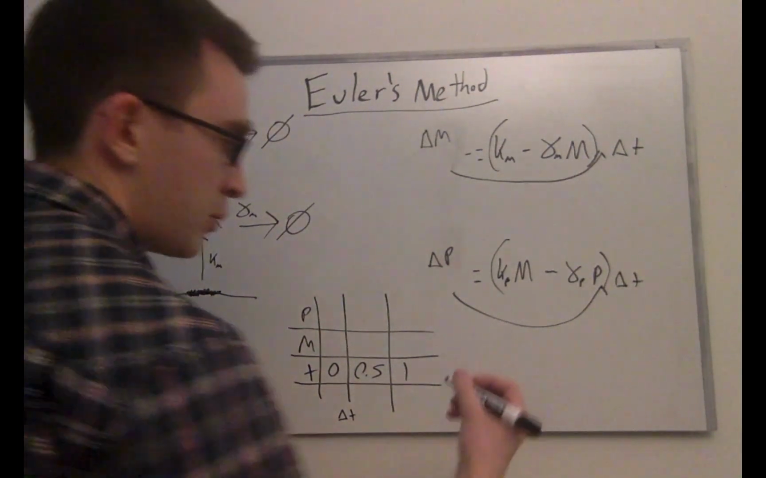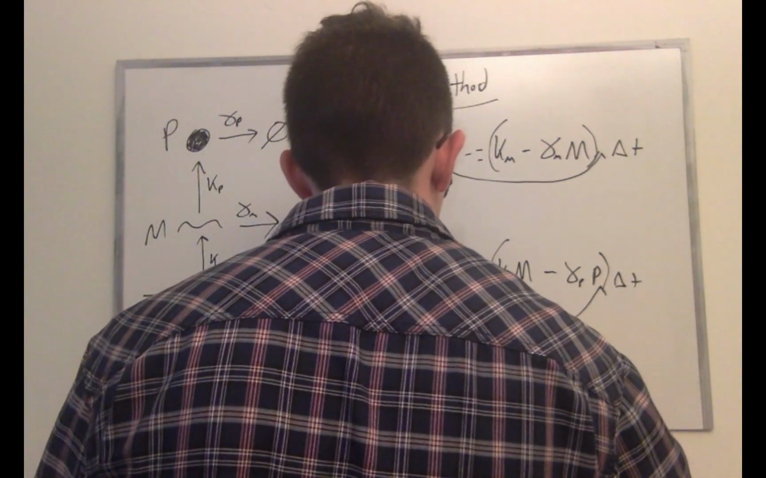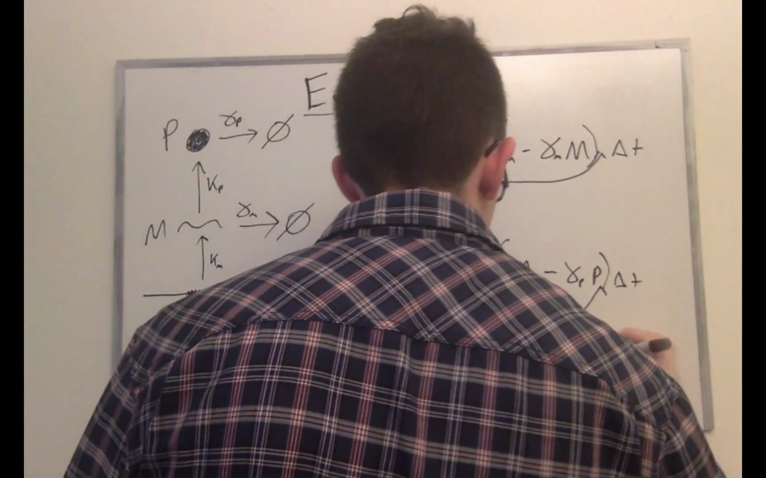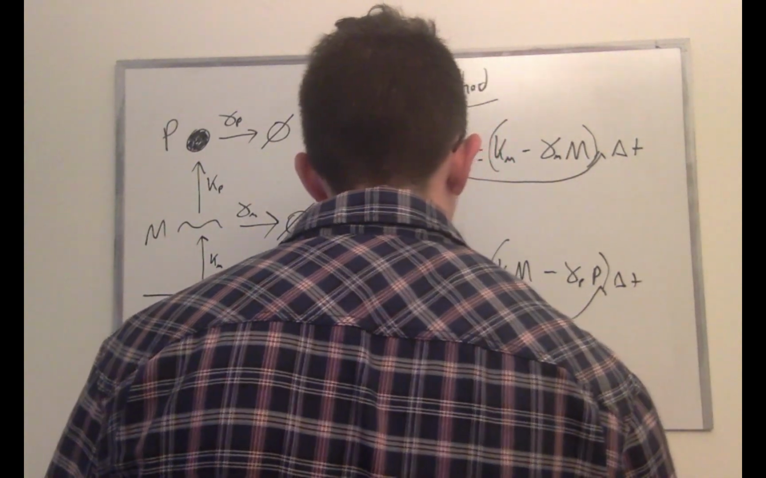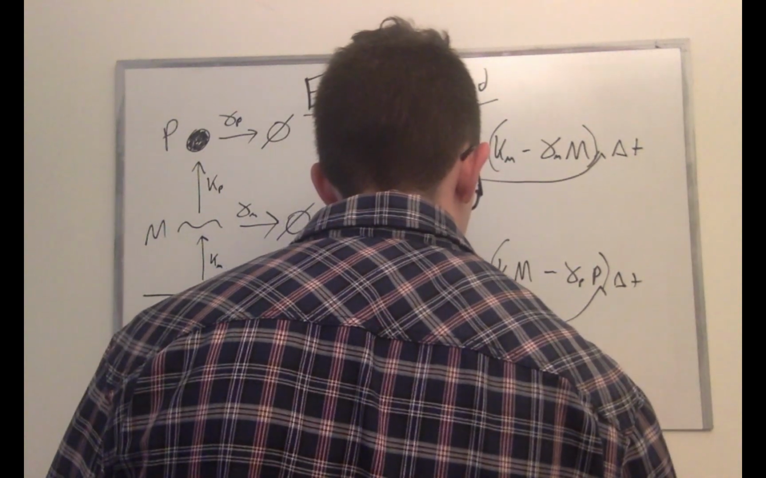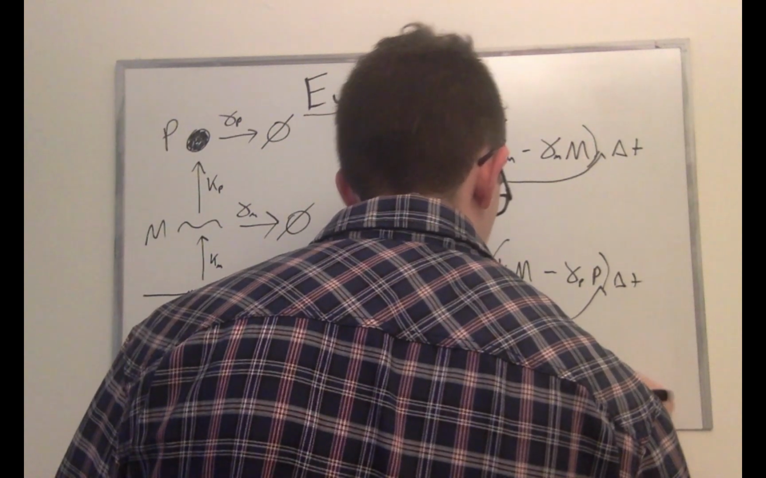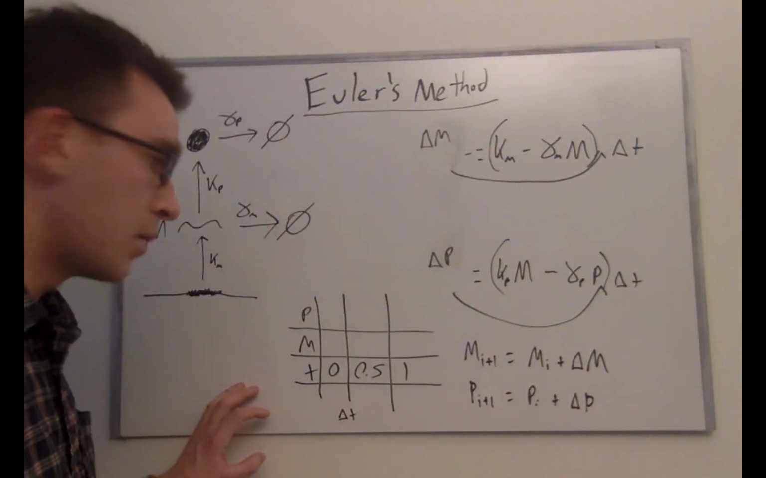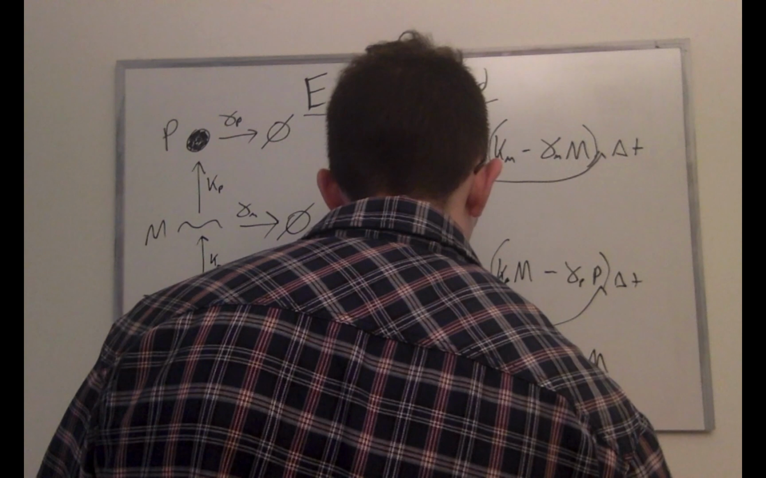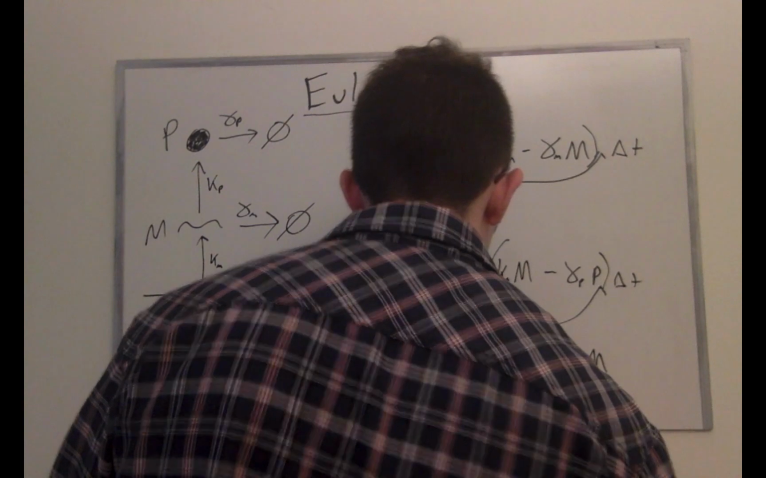And then once we have it like this, basically the way we're going to iteratively go through the simulation, it's going to be like this. So it's going to be m at iteration i plus 1 equals m at iteration i plus delta m. And then same thing for p. p at iteration i plus 1 equals p at iteration i plus delta p. And then, maybe just for completeness too, I'll write also for t.